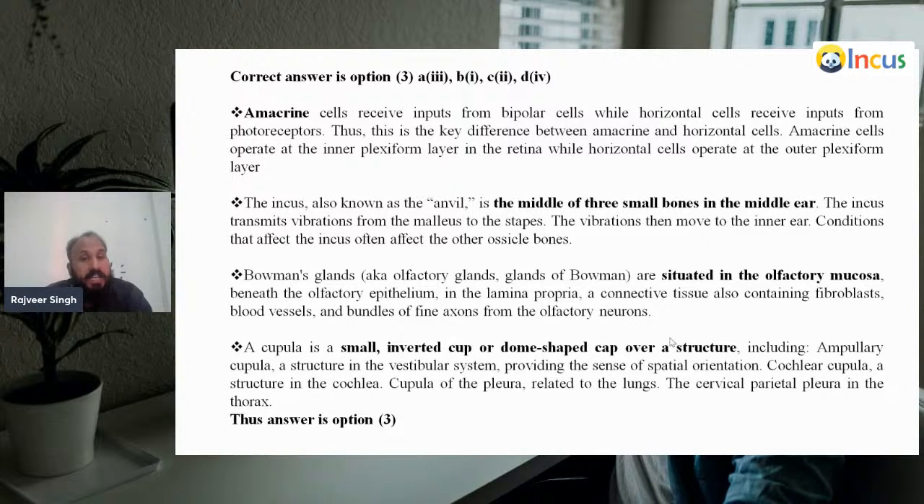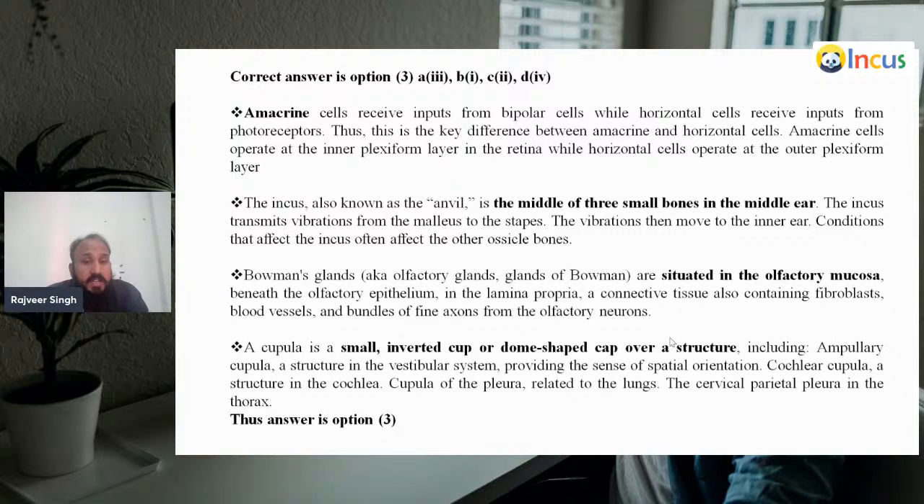Bowman glands, also known as olfactory glands. Glands of Bowman are situated in the olfactory mucosa beneath the olfactory epithelium in the lamina propria, a connective tissue also containing fibroblasts, blood vessels, and bundles of fine axons from the olfactory neurons.